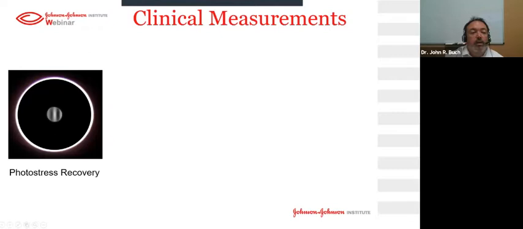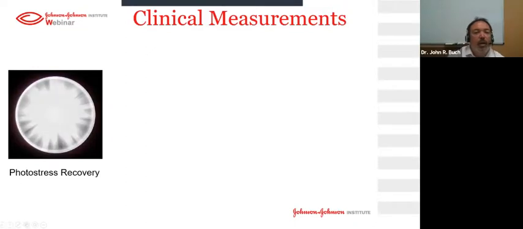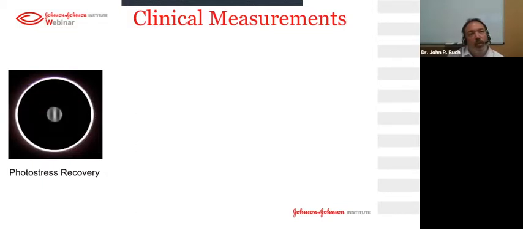Okay, so one of the measurements that we do is photostress recovery time. Patients are instructed to look at the central grating. That central black circle of light will flash like this, and it'll stay on for about 5 seconds and then go away. And then we measure how long it takes for their vision to return, right? It's the classic photostress recovery time test, okay? So that's one of the measurements that we collect.